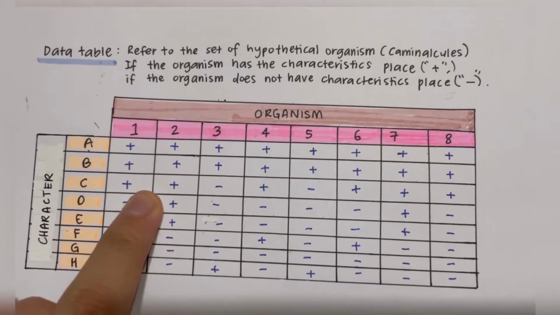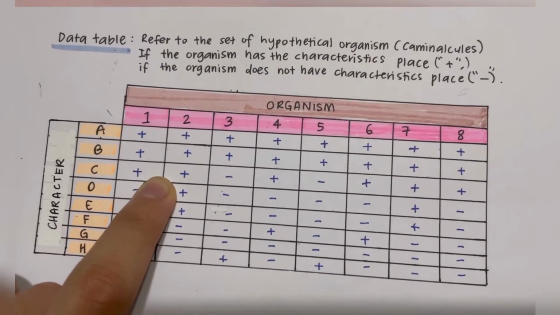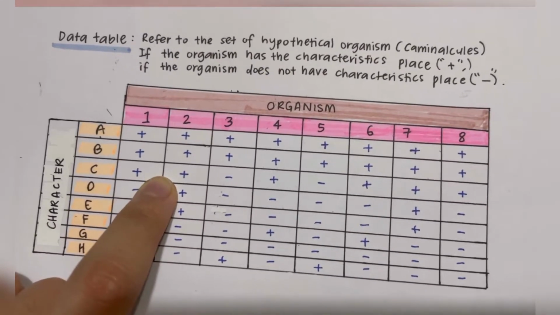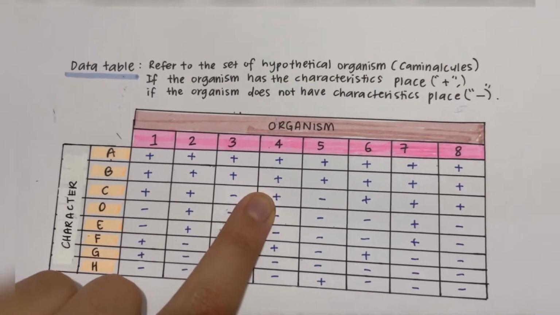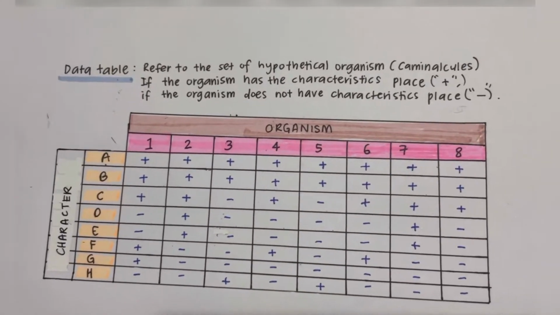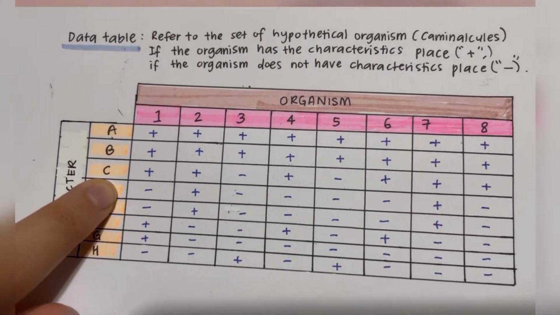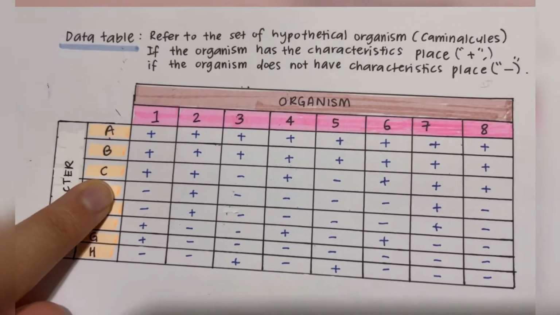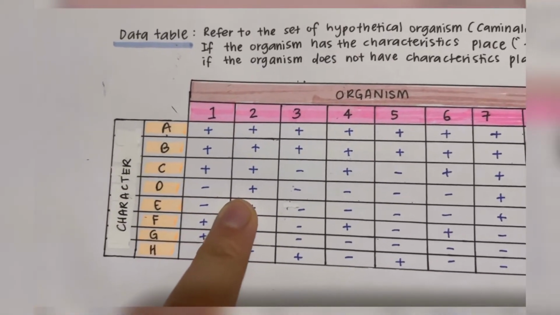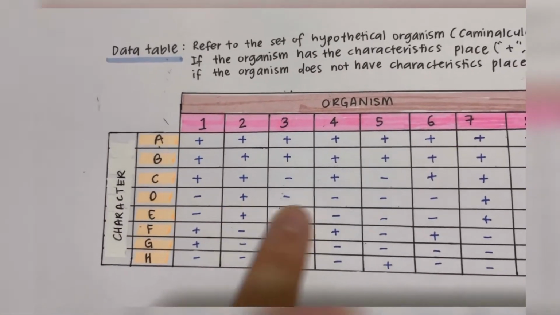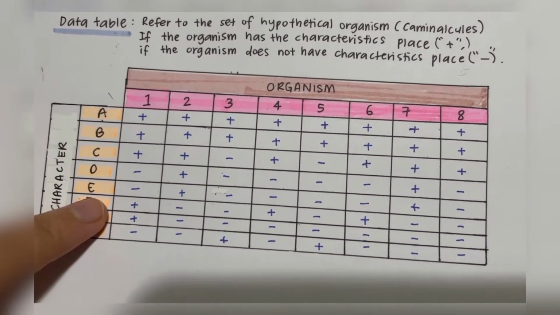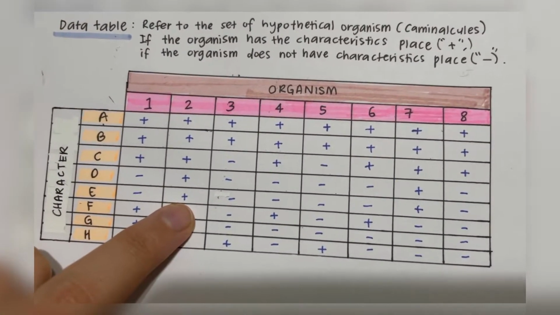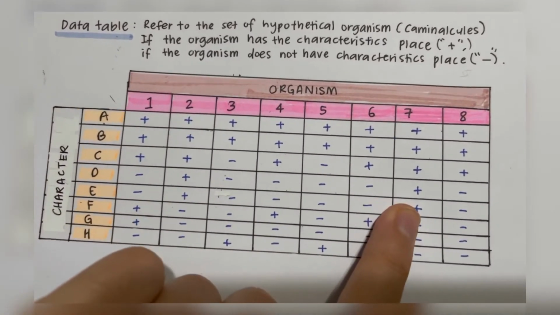For character C, paired non-jointed anterior appendage present, which we label with a positive sign, organisms 1, 2, 4, 6, 7, and 8 have it. And for character D, anterior appendage flipper-like, only organisms 2 and 7 have it. For character E, eye stalk versus eye not stalk, only organisms 2 and 7 have it.